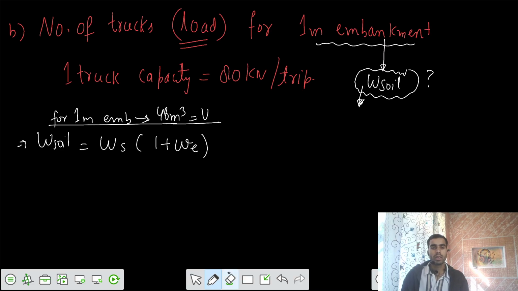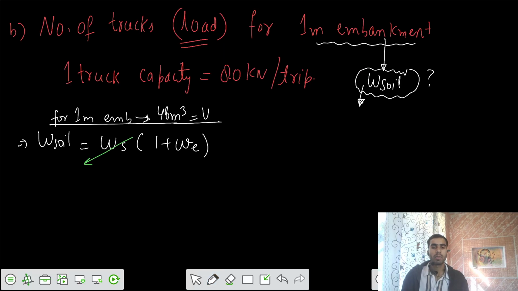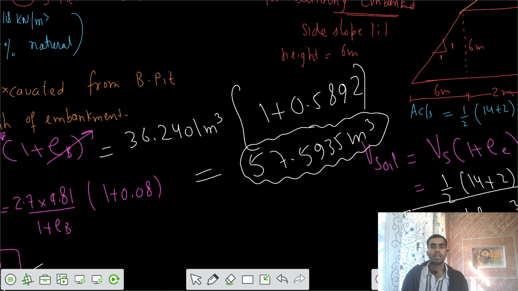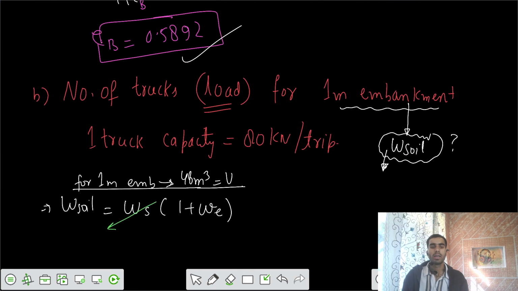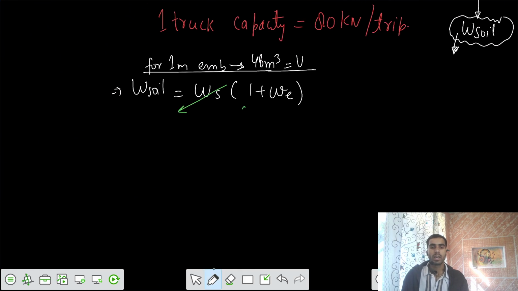And one more thing is there. How can you get the weight of solids? I know the water content at the embankment. Water content at the embankment is 10%. That I know. So this part is 1 plus 0.1. But how can you get the weight of solids? What is the equation for weight of solids?